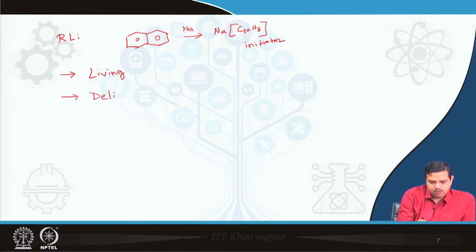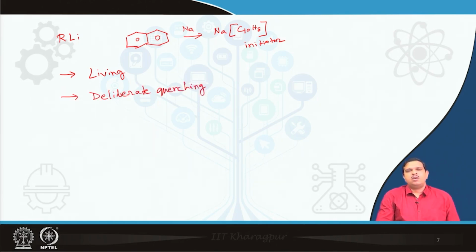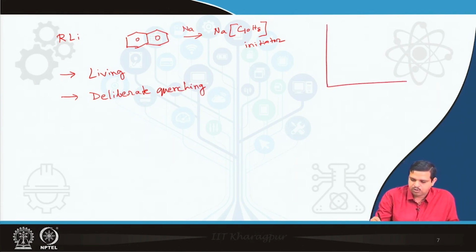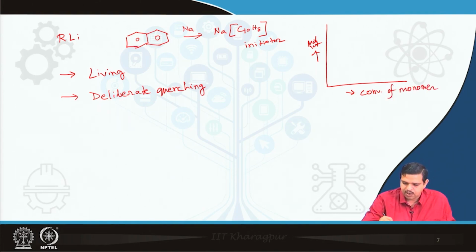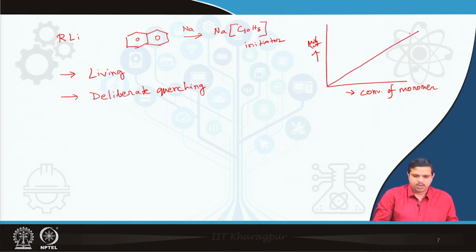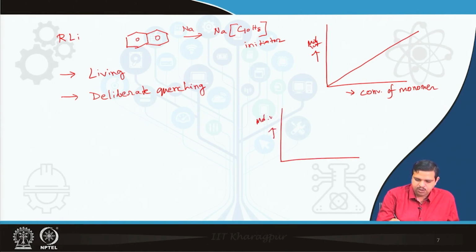deliberate quenching, which is unlike the free radical polymerization. So, if you recall again the plot, if you plot the molecular weight and the conversion of monomer, you will get the linear relationship. Okay. Similarly, that is another way to prove that the polymerization is living.